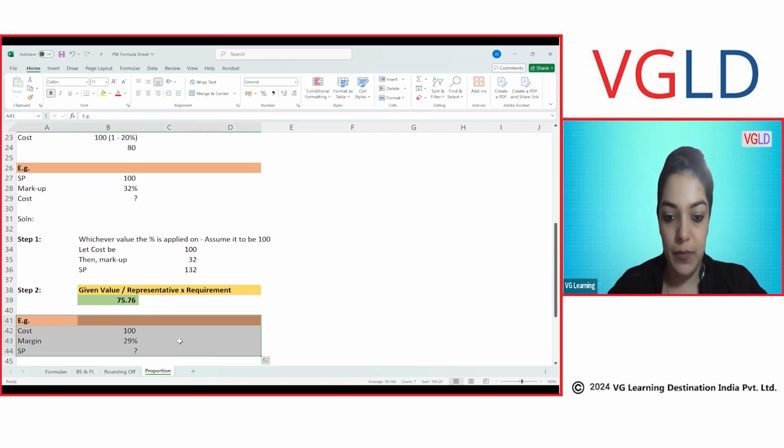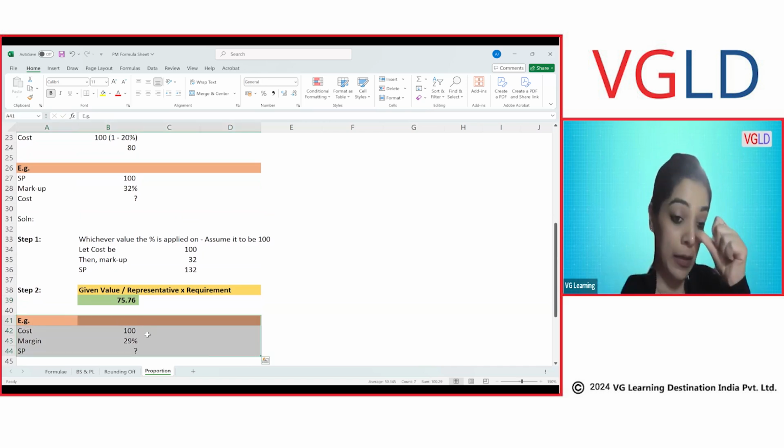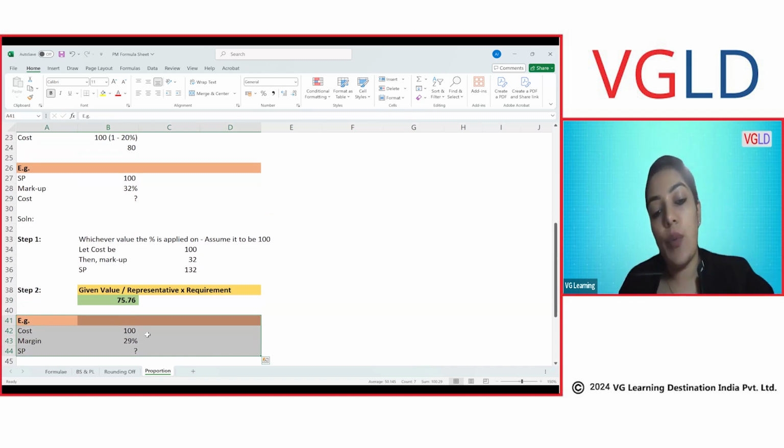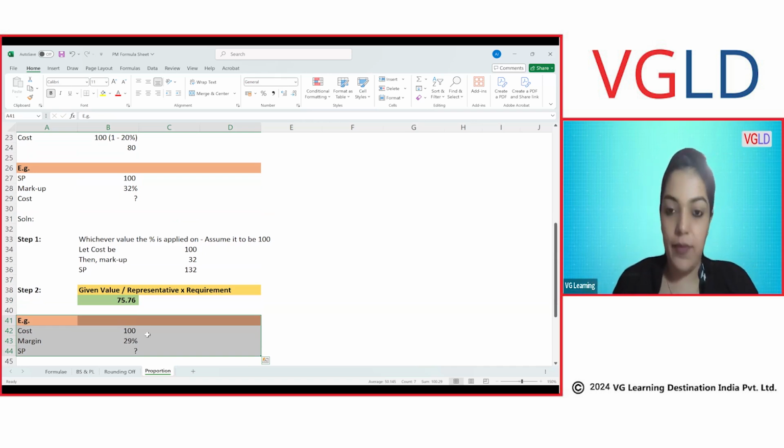This is your next example. The highlighted part, look at this. Cost is 100. Margin is 29%. What is the selling price? Quickly solve it. Solve it using the steps I have put above. All of you, please apply the steps. Step 1 and 2 and solve.